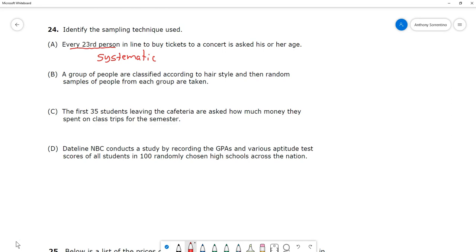A group of people are classified according to hairstyle, and then random samples of people from each group are taken. The two things that people confuse mostly with these sampling techniques are cluster samples and stratified samples, and that's because both of them require putting people into groups. If I'm taking a sample from every single group, that would be stratified. That's why this one here is stratified.